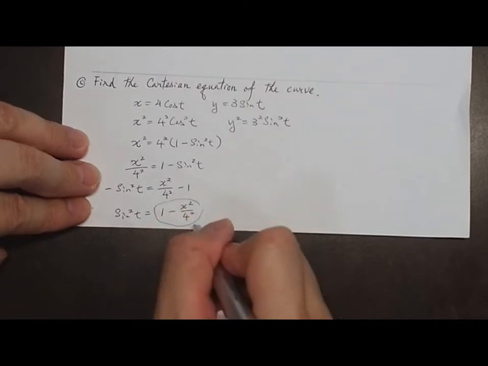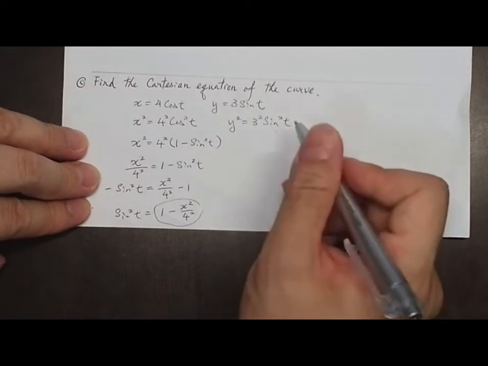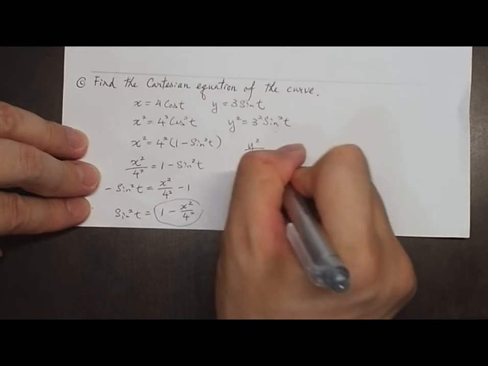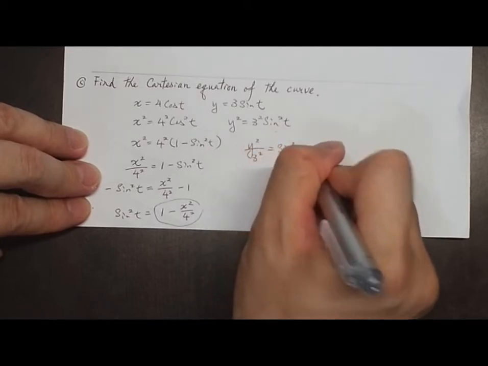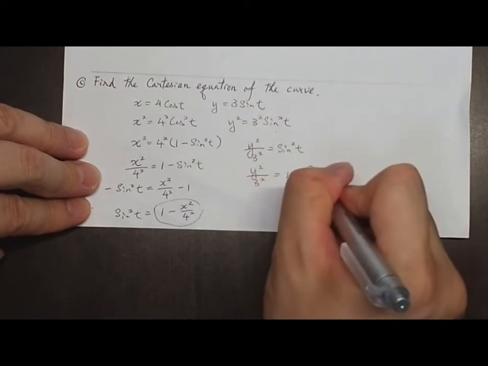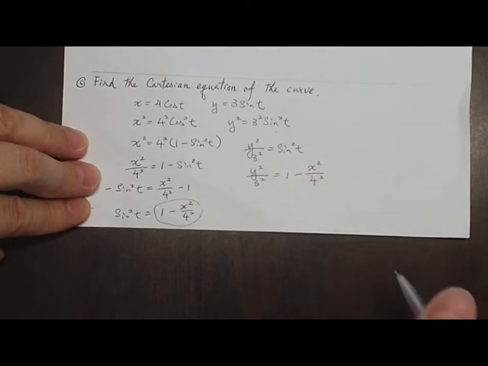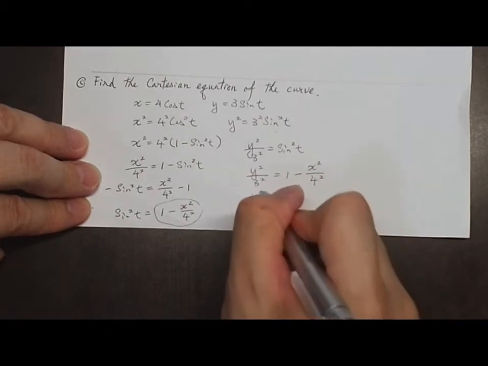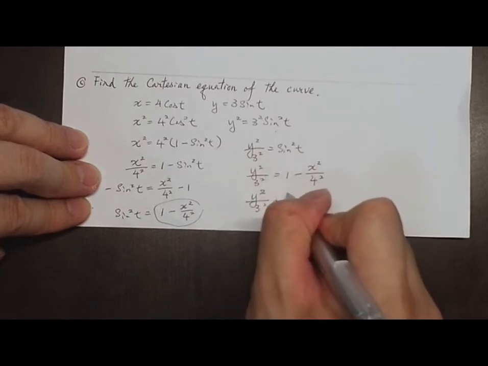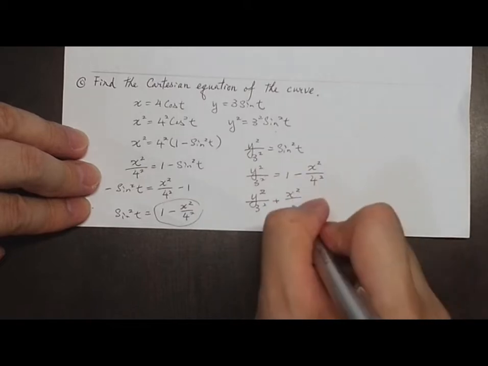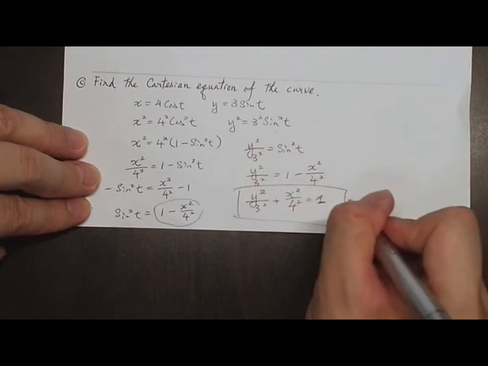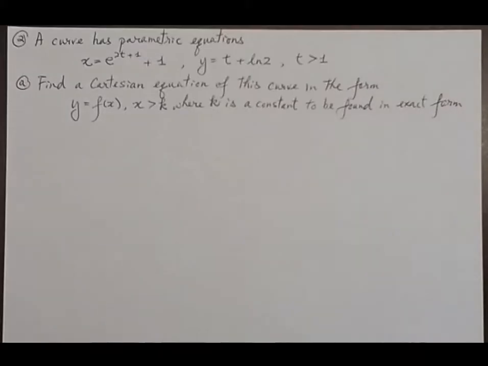We substitute 1 minus x squared over 4 squared into this y equation. We get y squared over 3 squared is equal to sine squared t. So y squared over 3 squared is equal to 1 minus x squared over 4 squared. And therefore, the Cartesian equation should be y squared over 3 squared plus x squared over 4 squared is equal to 1. And this equation is an ellipse equation. We got the answer.